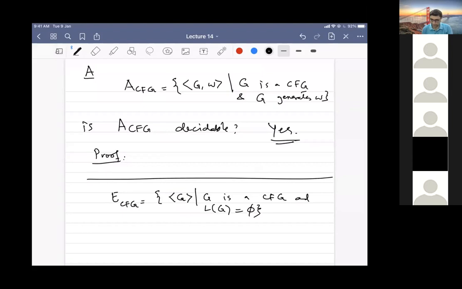Okay, and similarly, there's a third thing, which is EQ_CFG, such that given two grammars G and H, G and H are CFGs, and L of G is the same as L of H. Now, we have to be very careful with this one because we cannot use the same kind of technique that we use for EQ_DFA, but still, this is decidable.